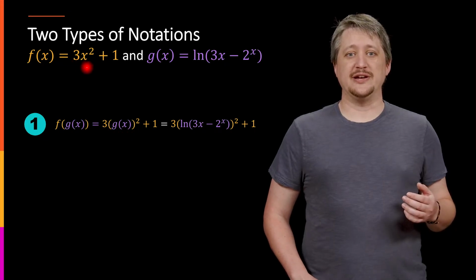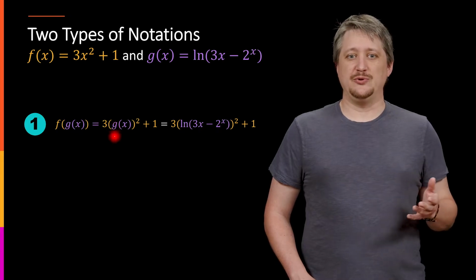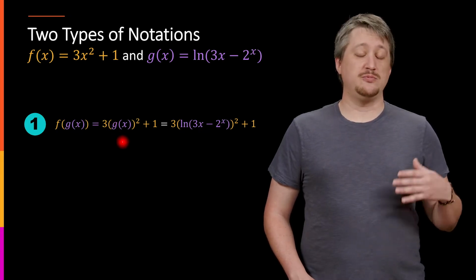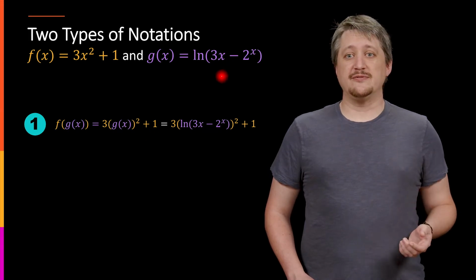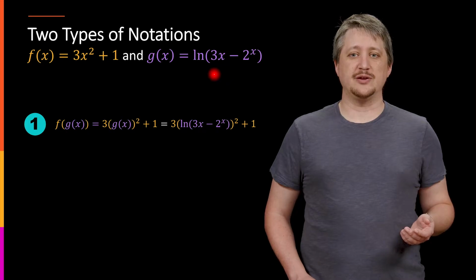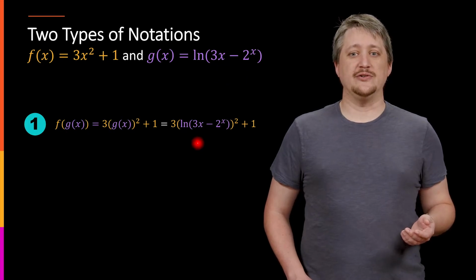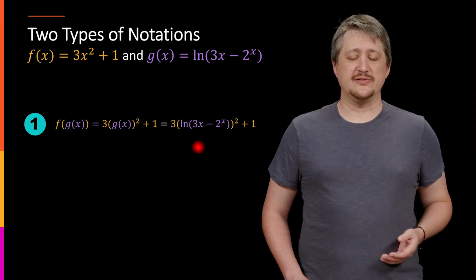So it was 3x squared plus 1, or 3 times the input squared plus 1. So same deal here, 3 times the input, which is now g of x, squared plus 1. But g of x itself has this other definition. It has its own rule. So then we can plug that in place of g of x, right? So this is one way we can compose the functions.